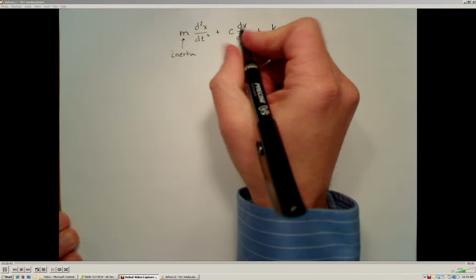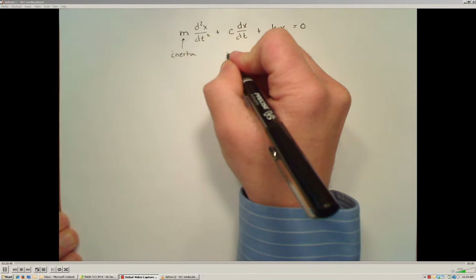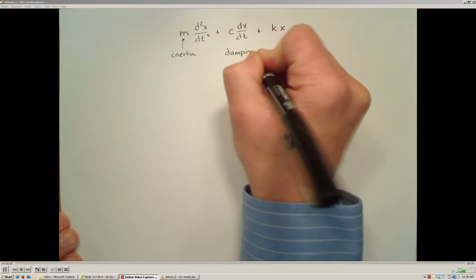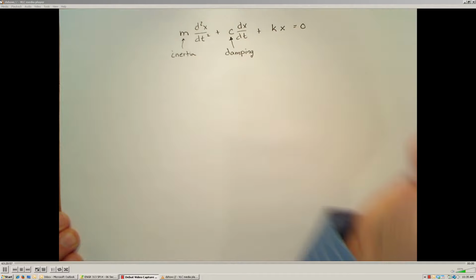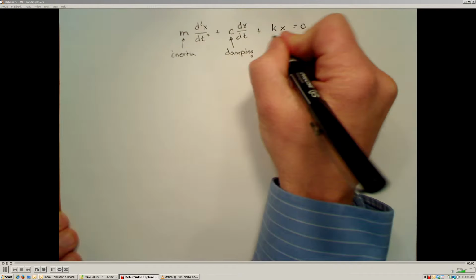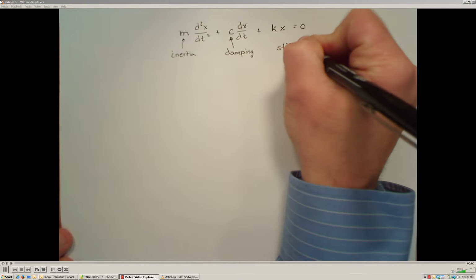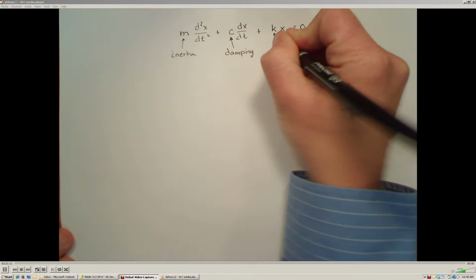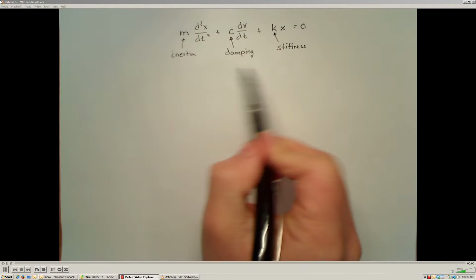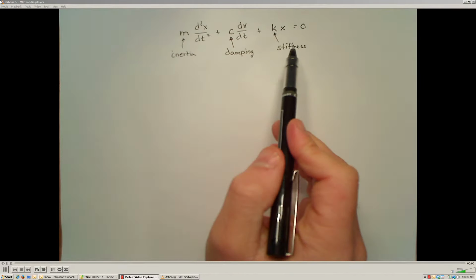The C, which was related to the viscous friction of the mechanical system, is in general called the damping, or the damping coefficient of the second-order system. And finally, this K, which is the spring constant in the mechanical system, is called the stiffness of the second-order system. So that's how we're going to generalize the second-order equation model to non-mechanical systems.